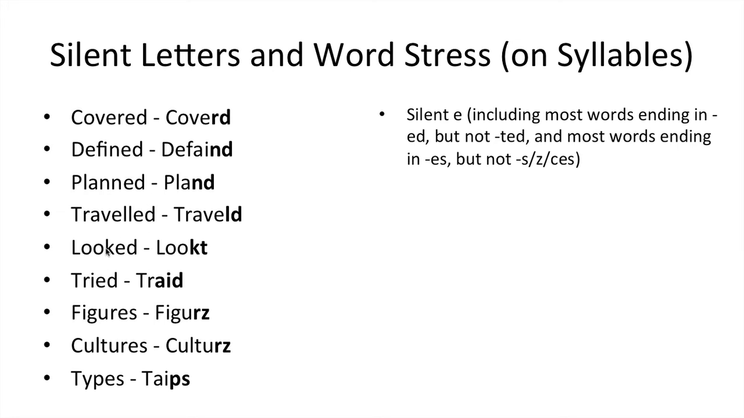Looked. If the K, it just goes into a T, really. Tried. Figures. A lot of these plural nouns with es at the end, you don't pronounce the e there. It's not figures, it's figures. Cultures. Types. So basically, these e's are all silent then.